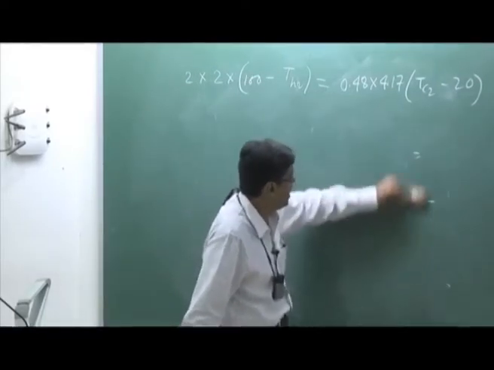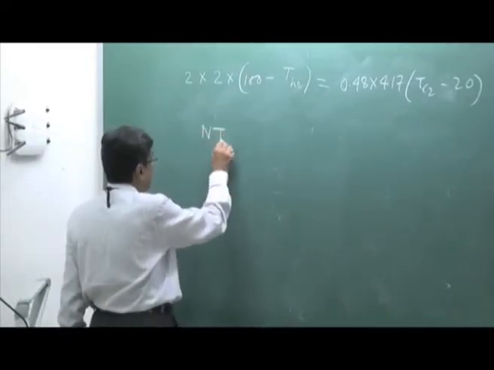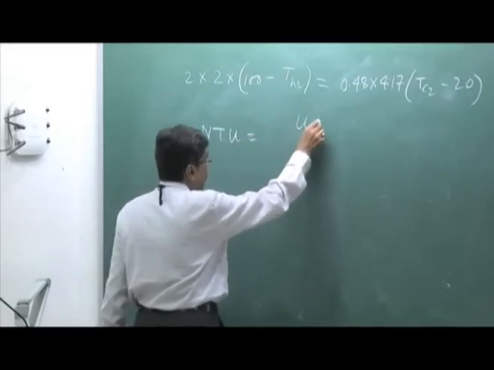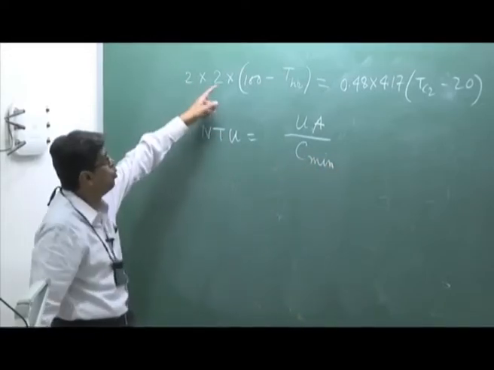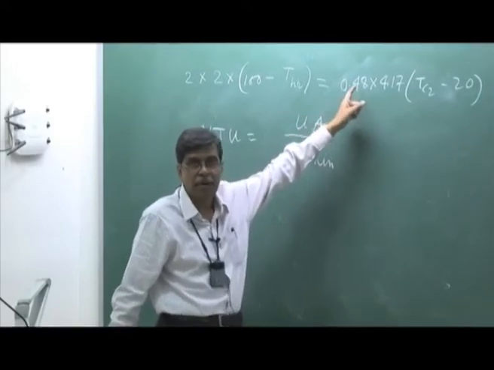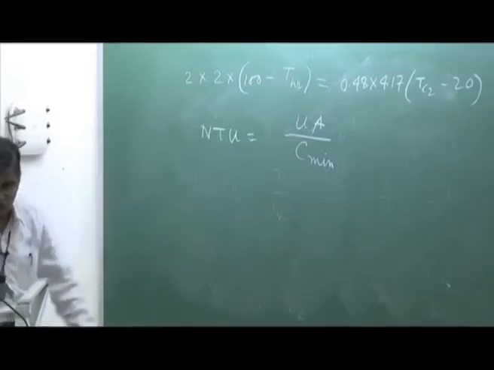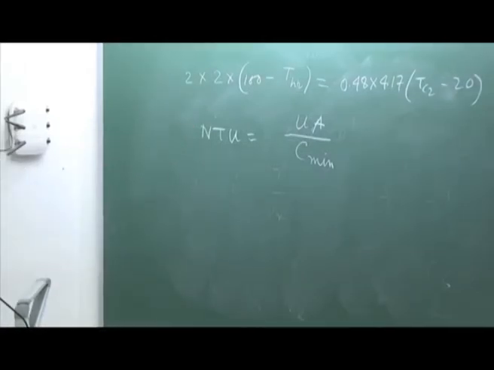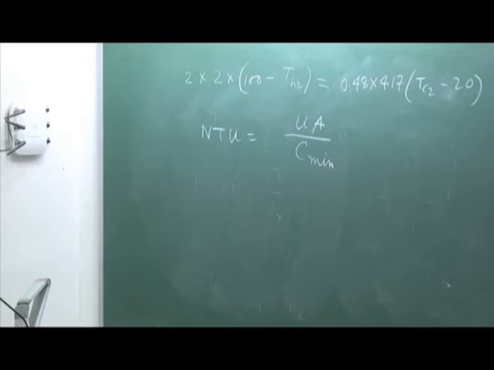But what is the NTU method? NTU is known. What is NTU? NTU is UA by C minimum. What is C? 2 into 2, 4. And this is 0.48 into 4. That means which one is minimum? That one, the right hand side is minimum. So you find out C minimum. NTU is UA by C minimum.